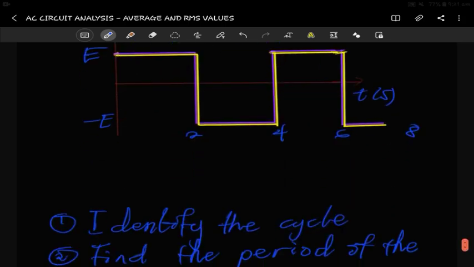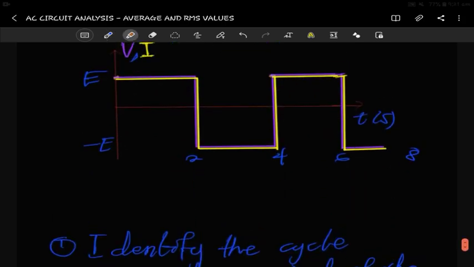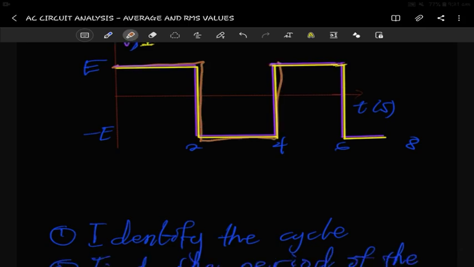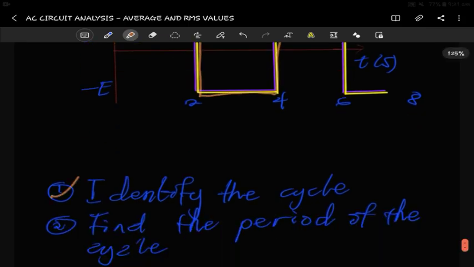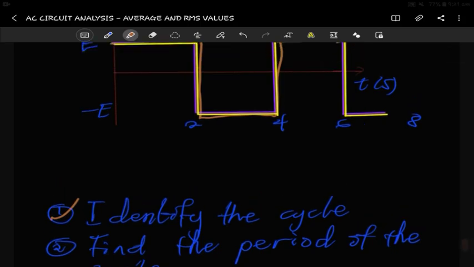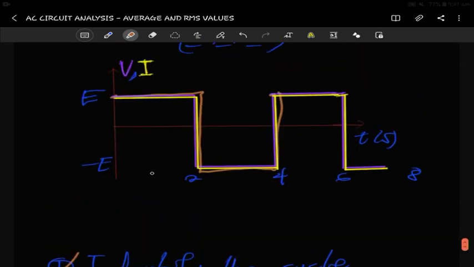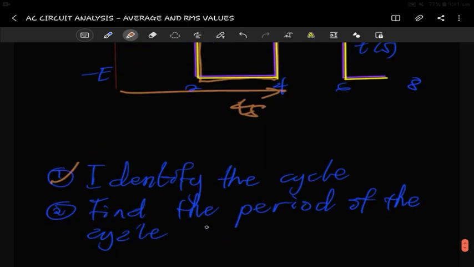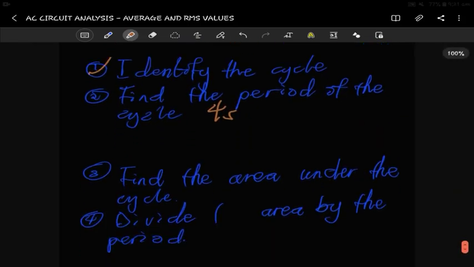The first step says identify the cycle. We've done that already. We could say that is this, and this. Then it says find the period of the cycle. We've done that. We know it ends here, so that's from here to here. That gives us 4 seconds. For the average value, we went straight to this.